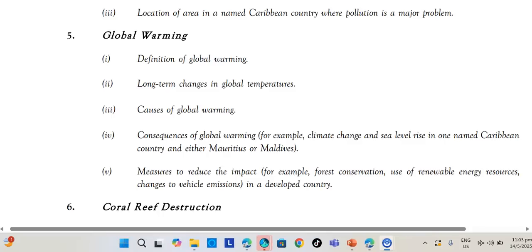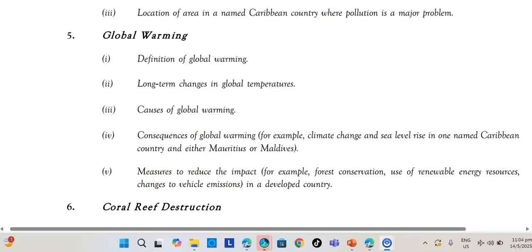Consequences of global warming. So, climate change, changes in rainfall, we have more heat waves and stronger hurricanes. Sea level rise in the Caribbean, for example in the Bahamas: we have melting ice caps, and warming seas cause ocean levels to rise. Low-lying islands in the Bahamas are at risk of flooding and erosion. Salt water can ruin farmland and drinking water supplies.